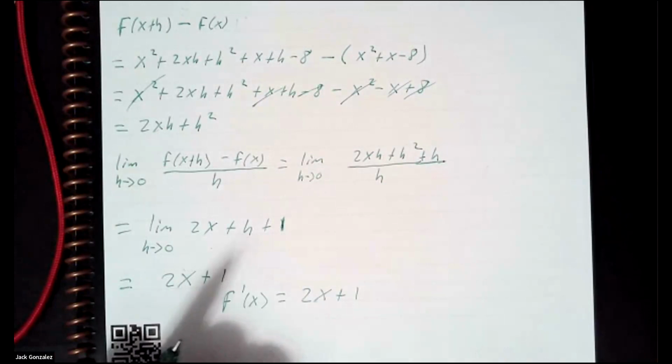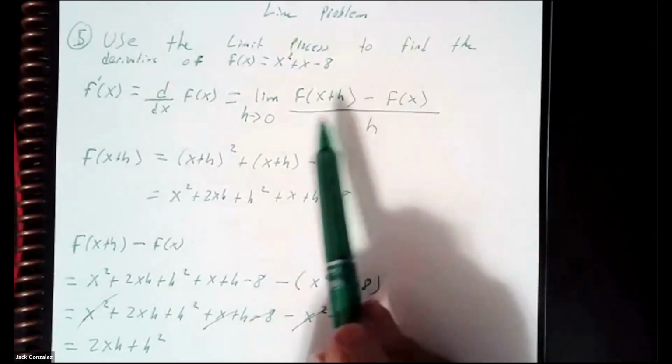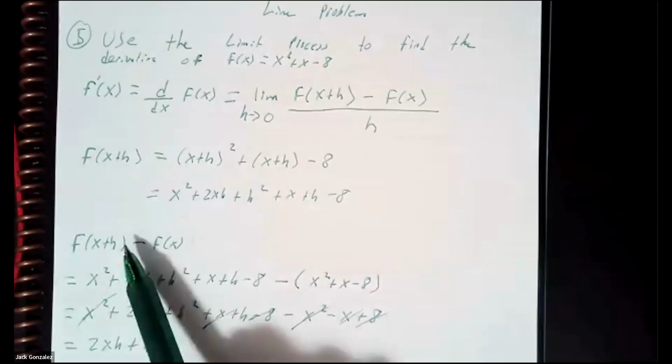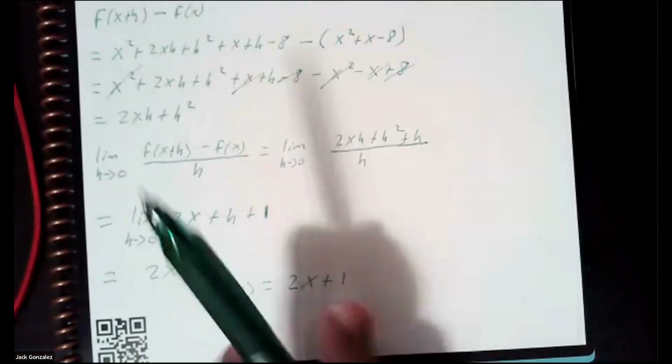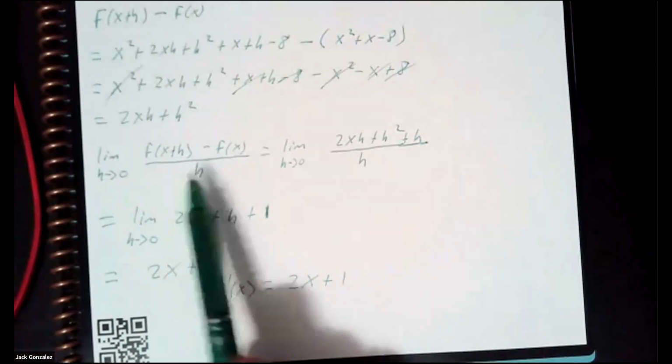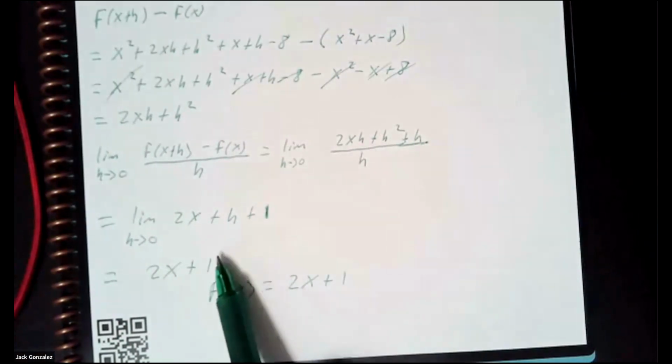So what I recommend is first find the difference quotient. Do it piece by piece if you're not comfortable. So I did this first, subtracted f, and then just put it all together. Divide by h, take the limit, you're good.